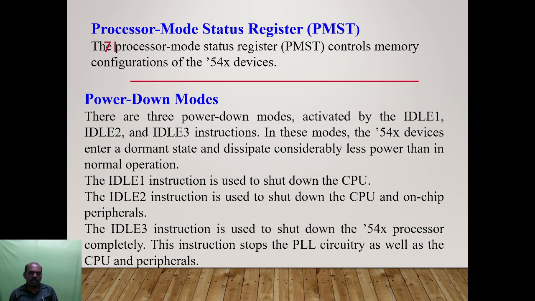Power down modes. There are three power down modes activated by the IDLE 1, IDLE 2, IDLE 3 instructions. IDLE 1 instruction is used to shut down the CPU. IDLE 2 shuts down the CPU and on-chip peripherals. IDLE 3 instruction is used to shut down the 54x processor completely.